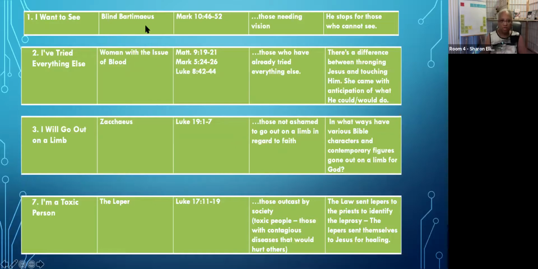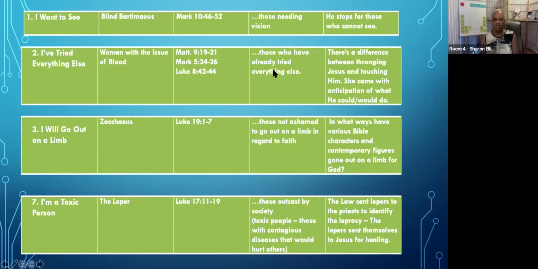So here would be maybe my sticky notes on that. Now I have named these chapters. This is one set that might be the titles, but I've also named the chapters in this way. So blind Bartimaeus, I could say he says, I want to see. Or Jesus stops for those needing vision. So I'm not sure which way I'm going to go with the chapter titles. I think I might go with Jesus stops for, or Jesus will hear you if you need vision or something. I haven't figured it out.